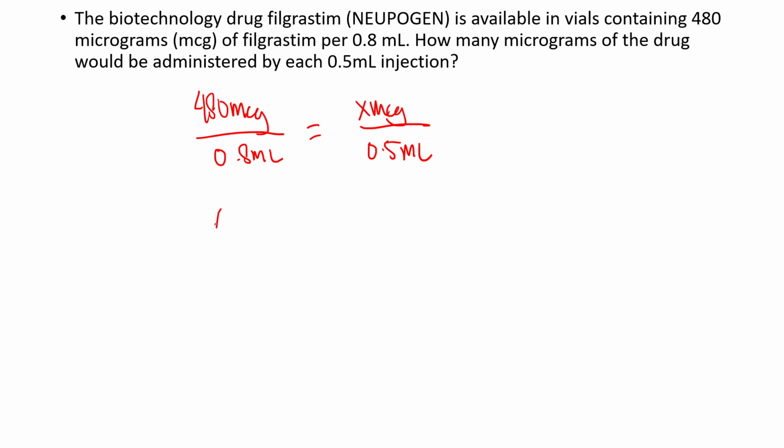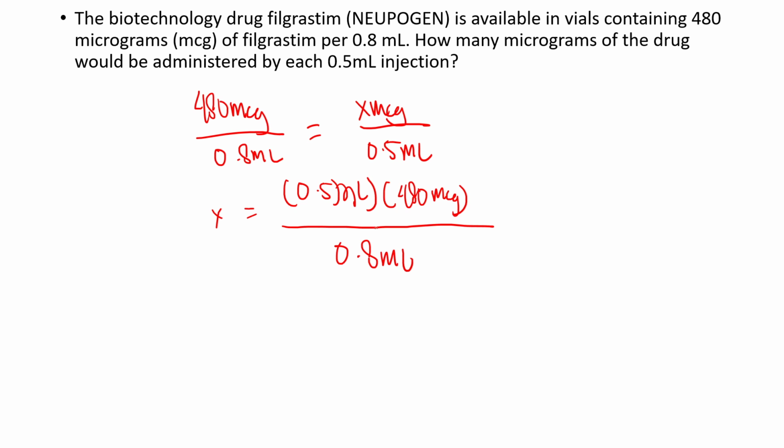So the equation will yield 0.5 ml times 480 micrograms over 0.8 ml. ml will cancel out. You will have 300 micrograms of your filgrastim.